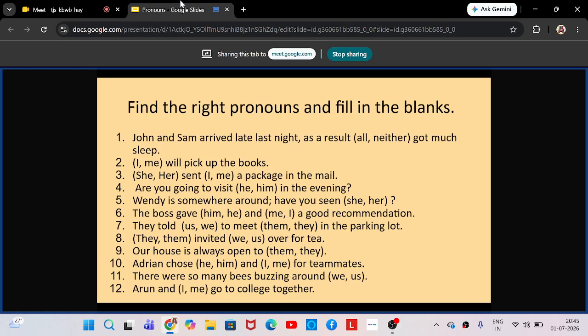While writing in English it should be: my mother and I go to the market every day. It should come like that. First you mention the second person and then you talk about yourself. I hope it is clear to everyone.